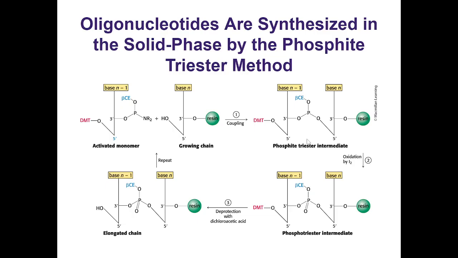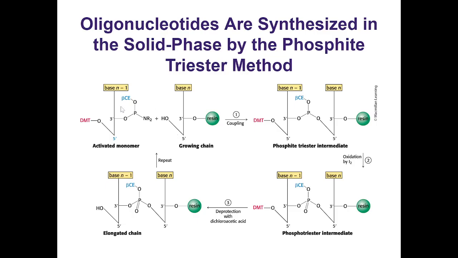The oligonucleotides are going to be synthesized in solid phase by the phosphite triester method. Right here we have the oligonucleotide. Again, this is solid phase because we have attached it to a resin, so it can't move around, but we can remove the different reactants and conditions we want to expose it to through our columns. Technically, you don't need to use a column, but column anyways.